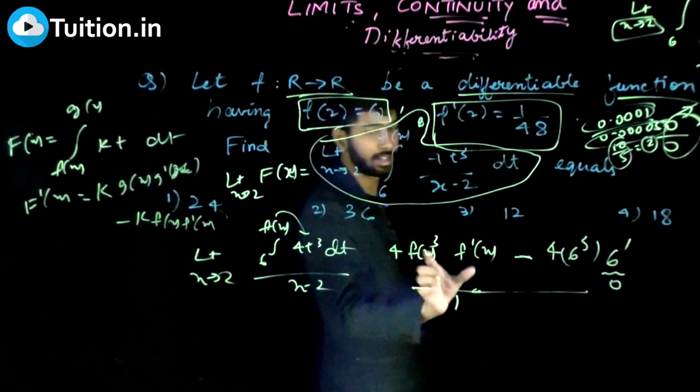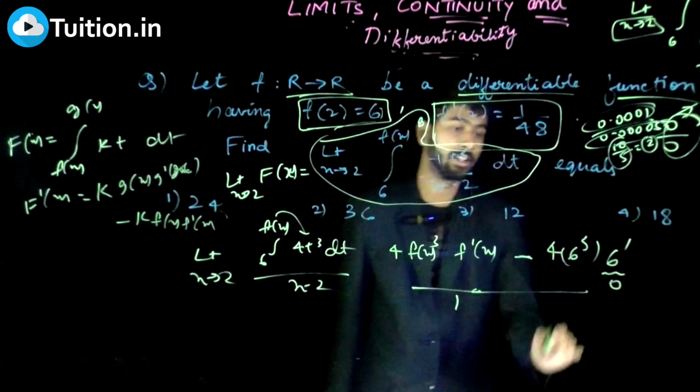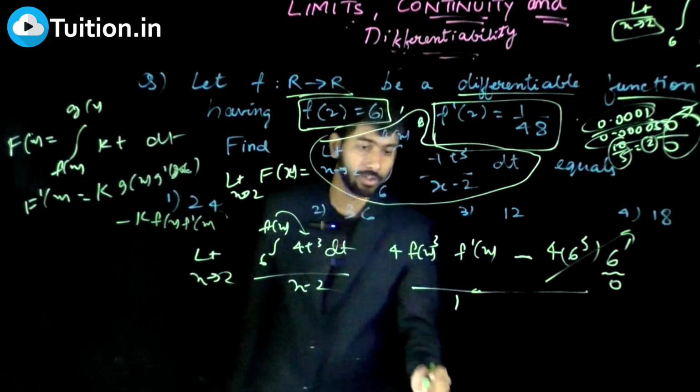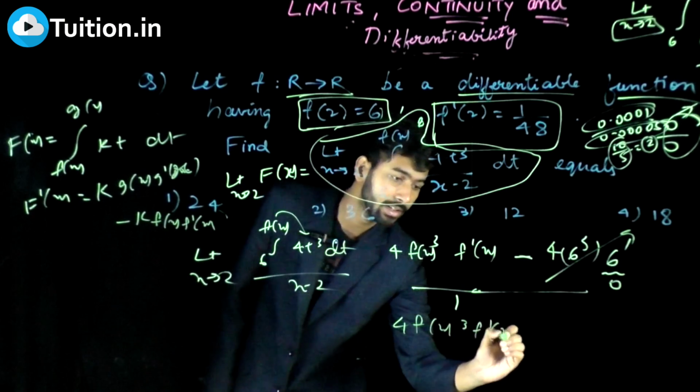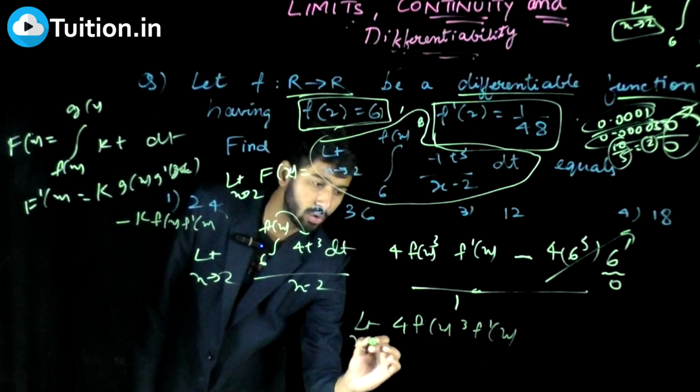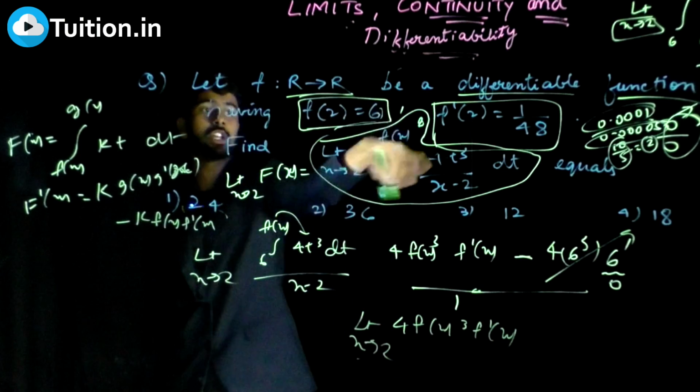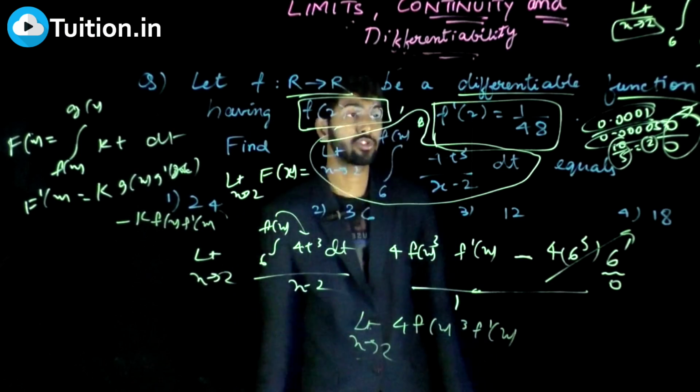So I just did that here, like I just put f of x here and differentiated it. This part became 0 because 6 dash is 0, so I simply have 4 into f of x whole cube into f dash x. And I'll now put x tends to 2 for this, and this limit and the actual limit will be the same, right? That's what L'Hopital's rule is.